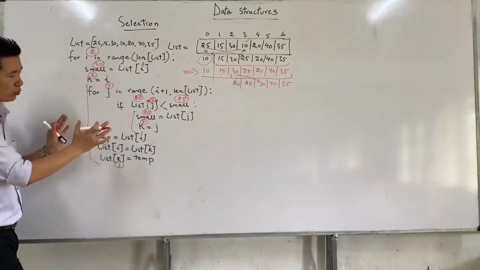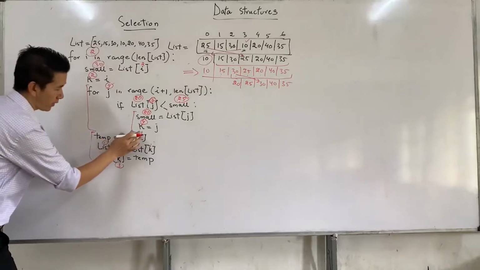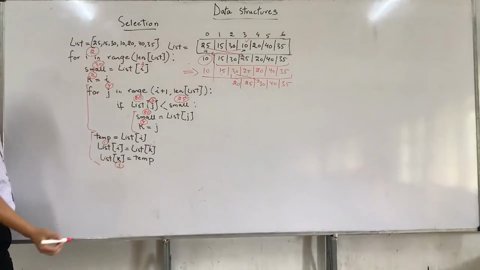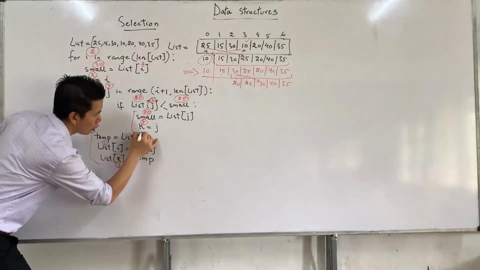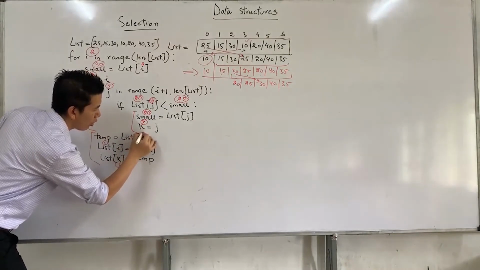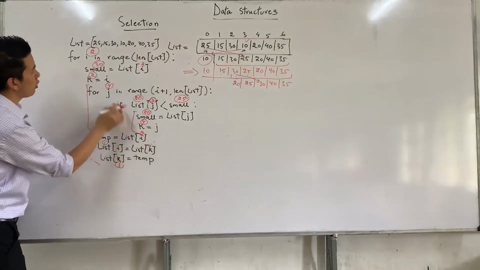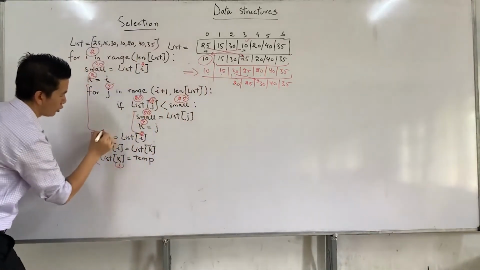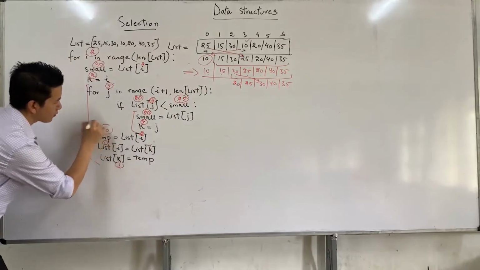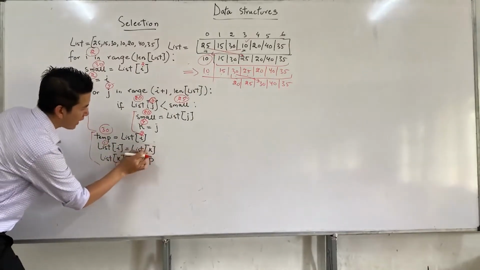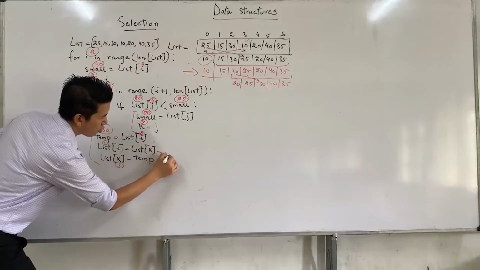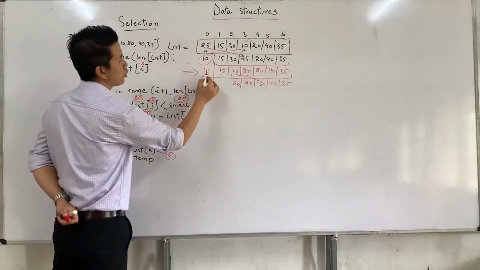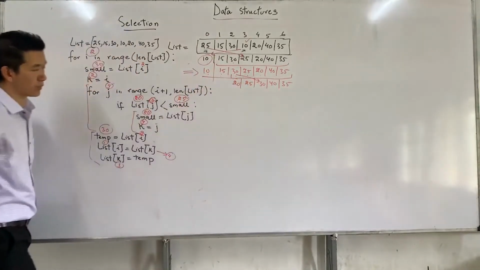And now we need to do the interchange, or the swapping. May I know the value of I? The value of I is 2. Remember, the value of I is 2. So list of 2 means you are pointing to 30. 0, 1, 2. So you will have here 30, and then the value of K as 4. List of 4 means 0, 1, 2, 3, 4.